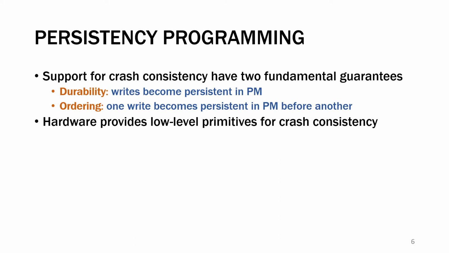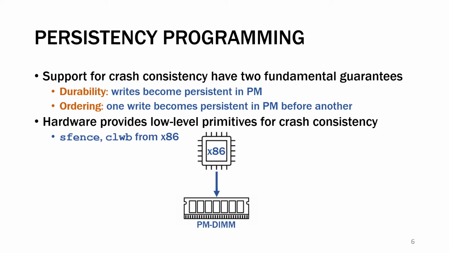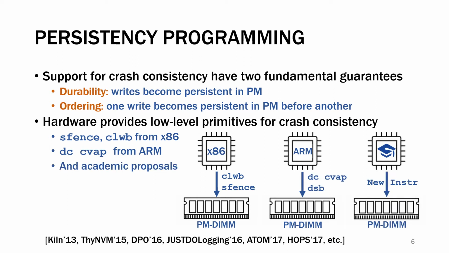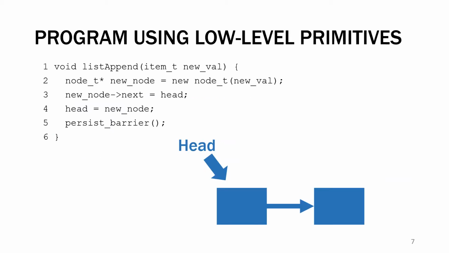The hardware platforms provide low-level primitives for crash consistency. For example, x86 and ARM platforms all have their instructions to guarantee durability and ordering. And academic proposals are also satisfying these requirements and further improve the performance. Let's take a look at how to use the low-level primitives.